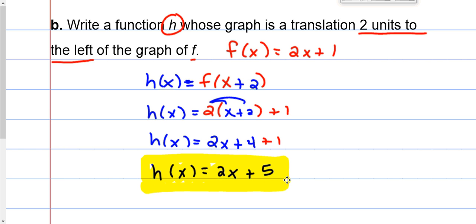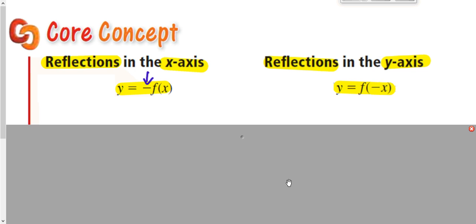Alright, so we've talked about up and down movements, we've talked about left and right movements, so there's some vertical and some horizontal. Now, let's look at reflections. So reflections is basically, it's a flip. Remember I told you that if you have something on the outside, that is a vertical movement. So if I have a negative on the outside of my function, that's a reflection over the x-axis, because if you flip over the x-axis, it's going to be a vertical movement.